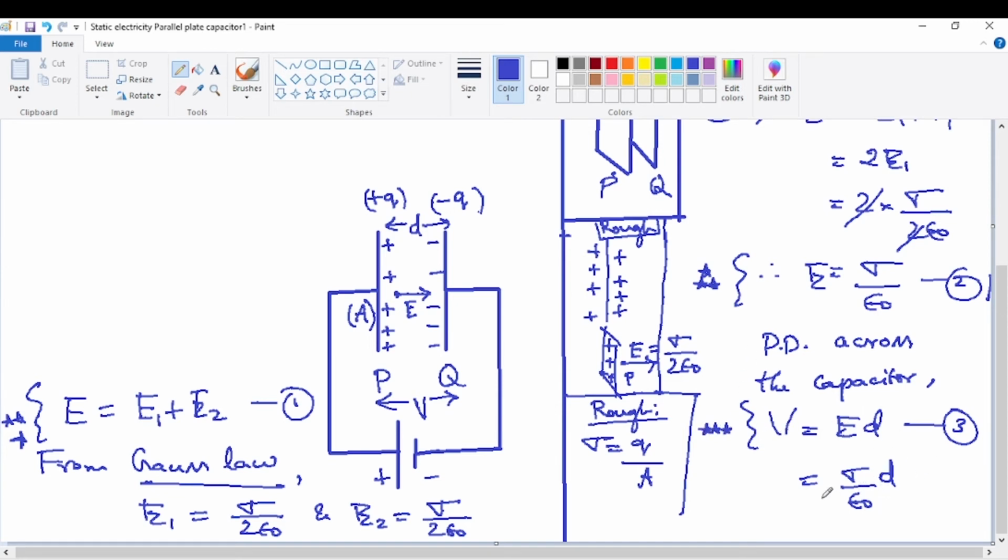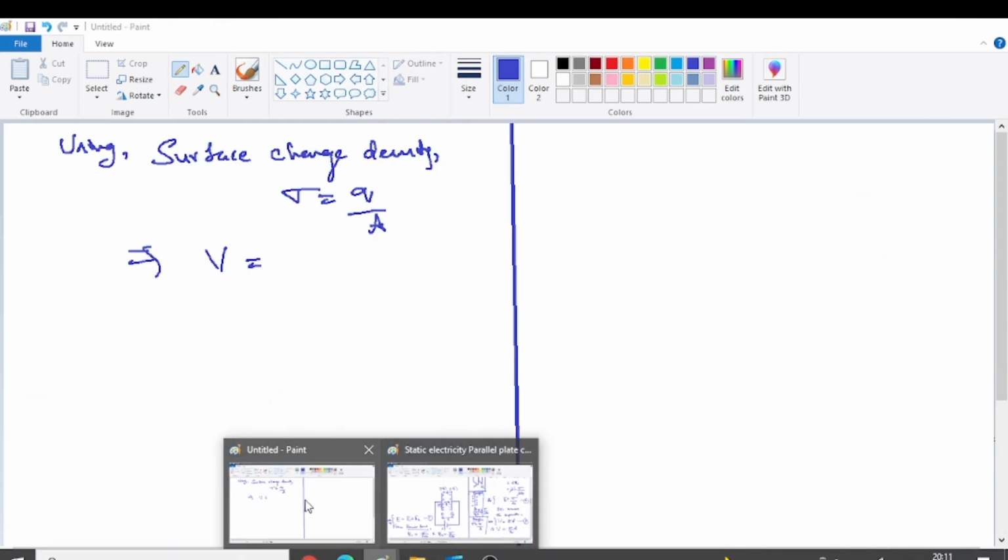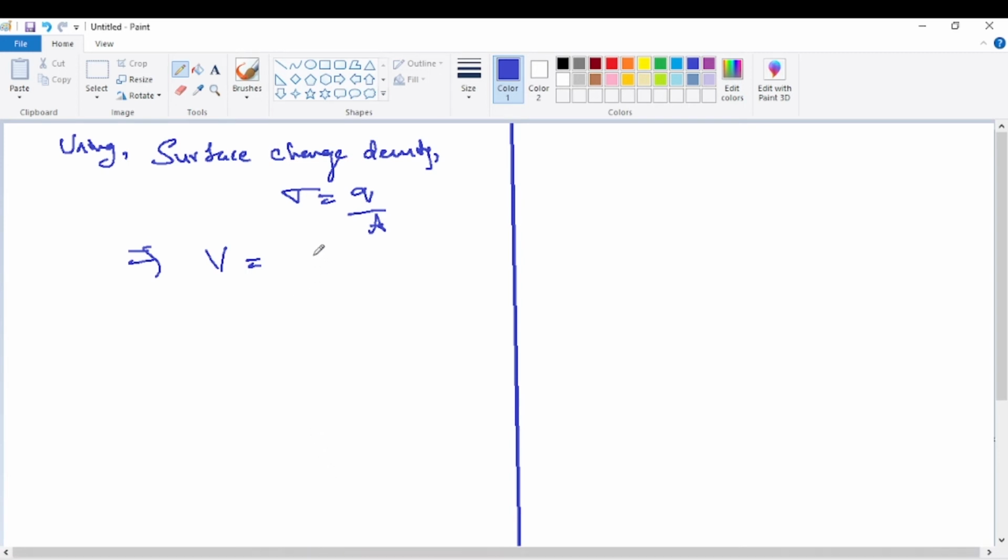Now substituting this here, V is equal to, in place of E, we substitute sigma by epsilon naught. Now in place of sigma, what can be written? Q by A can be written. So that will be the next step. In the next page, I'm showing that here in this page. V is equal to ED. In place of E, sigma by epsilon naught is written. In place of sigma, Q by A can be written. So sigma by epsilon naught into D, this is E into D. That was the previous page step.